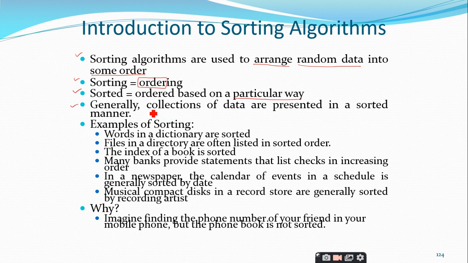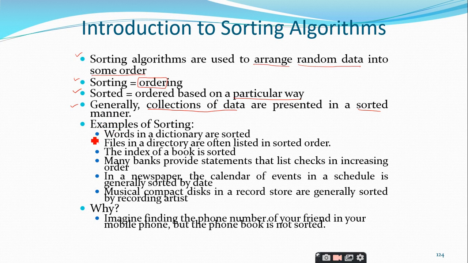Generally, collections of data are presented in a sorted manner. We have so many examples where we always store things in sorted order. If you go to the books in a library, they may not be in dictionary order, but they are sorted based on some branch criteria. All the CSE books will be present at one location, all the ECE books will be located at another location, like that.